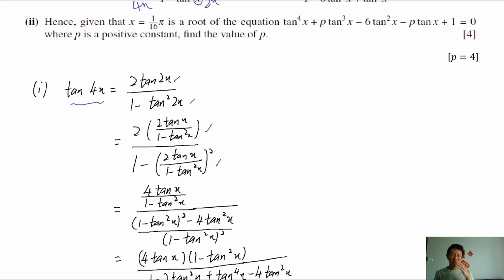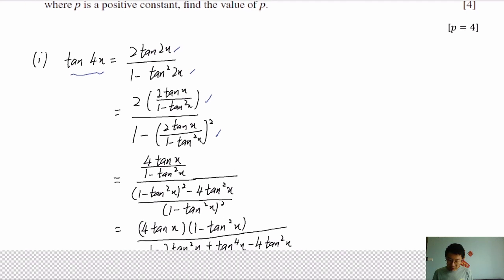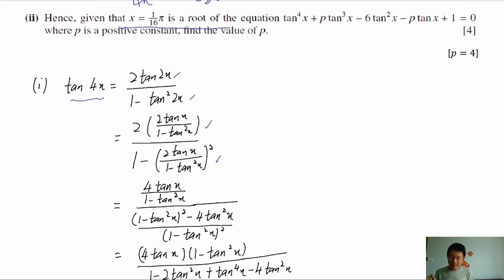For this one, we are trying to relate this equation, which is in terms of power of 4, with the identity that we have proven earlier on. So how does it work? Of course, the first part is to prove that x equals 1 over 6 pi is a root of this equation.